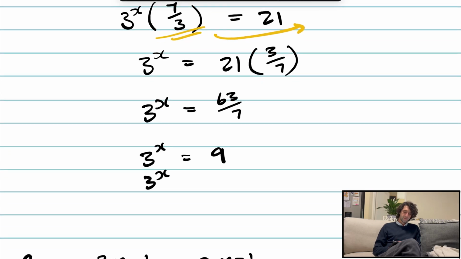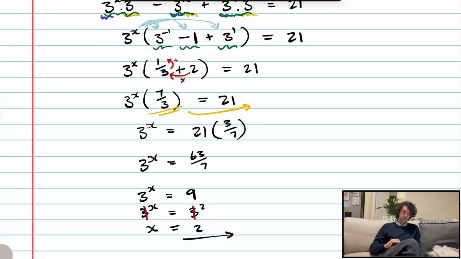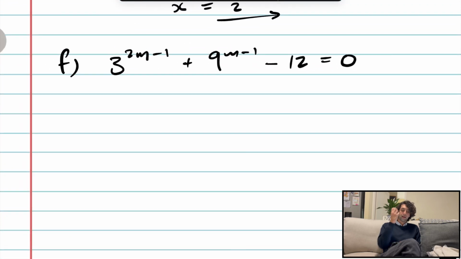9 is very simply 3 squared. We're going to drop our base now, and we get x equals 2. And there you have it. Very, very nice. And last but not least, one that looks very tricky.